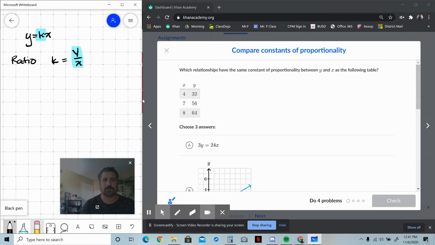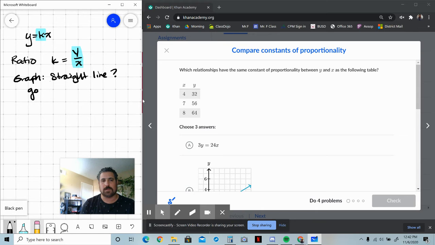When you graph any proportional relationship, the graph is always going to be a straight line that goes through the origin, always. So when you're looking for the graph, is it a straight line? And does it go through 0, 0? Does it go through or include the point 0, 0? If it does, then it's proportional. So this is kind of the things you're looking for when we talk about proportional relationship.